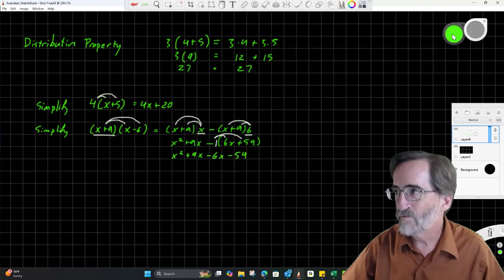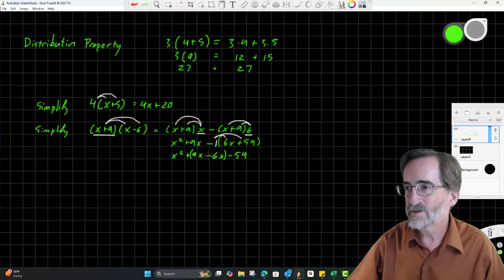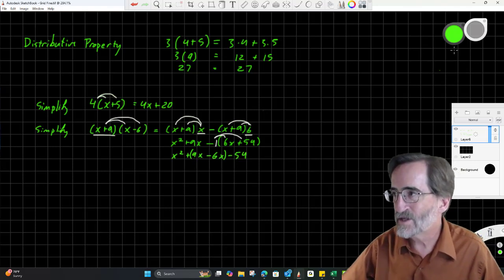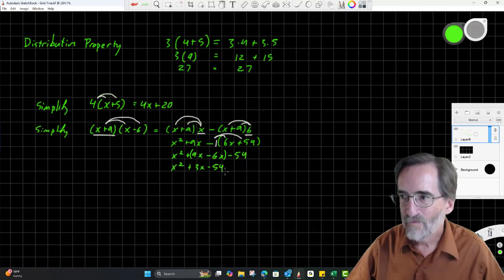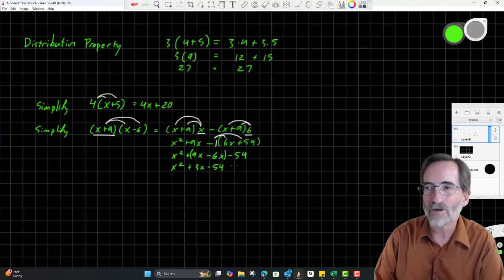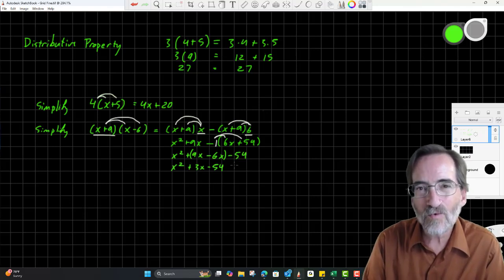Now we can regroup a little bit using the associative property. You see how involved this is. 9x minus 6x is 3x. So this is x squared plus 3x minus 54. And you might be thinking, boy, that's complicated. It is kind of complicated, but there's another way to do it.